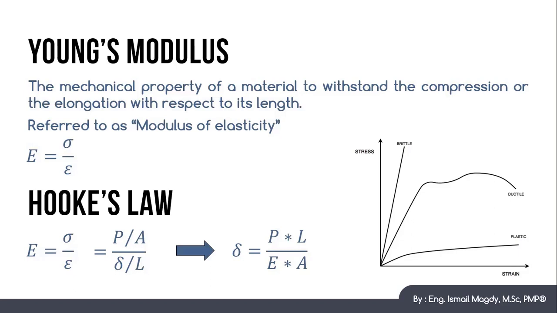Based on the above, E, the modulus of elasticity, equals stress over strain, and we know that normal stress equals P over A, while strain equals delta over L. Hence, E equals P over A, all over delta over L. Solving this equation, we can conclude that delta, which is the linear change in length of a member under normal stress, equals P multiplied by L over E multiplied by A. And this is called Hooke's law.